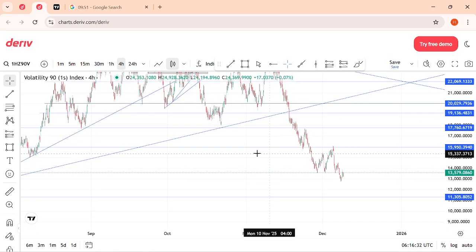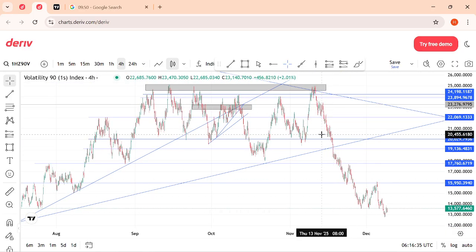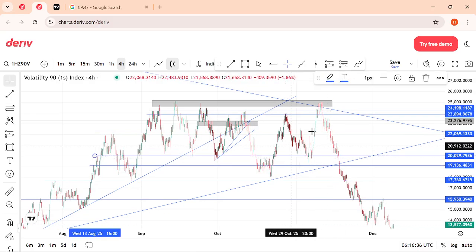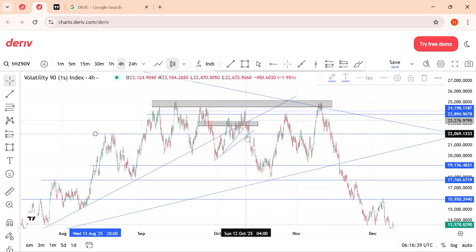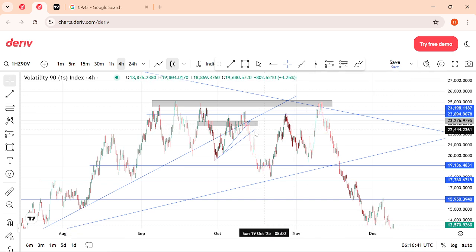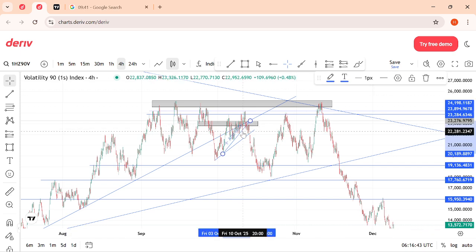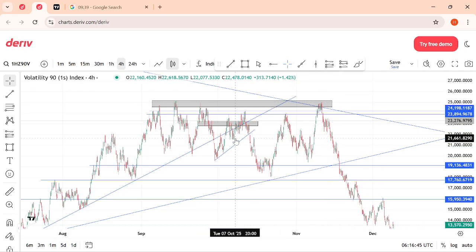Now let's come down to, I already have a lot of markup, I want to reduce them. So let's reduce this markup so you guys don't get confused about certain things. But the markups are important.